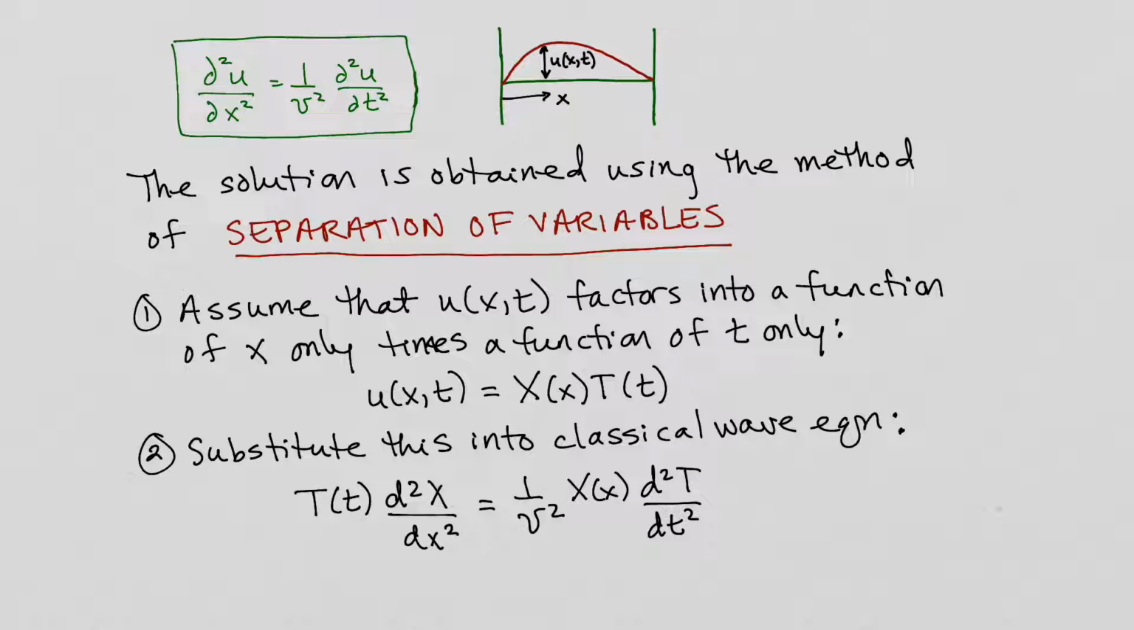So for our separation of variables, the first step that we want to do is to assume that our function u of x of t factors into a function of x only times a function of t only. So that is now represented by this equation here, where we have a big X of x and a big T of t. Okay, so then we're going to just substitute that new expression back into our classical wave equation up here. And when we do that, we end up with this following equation here.